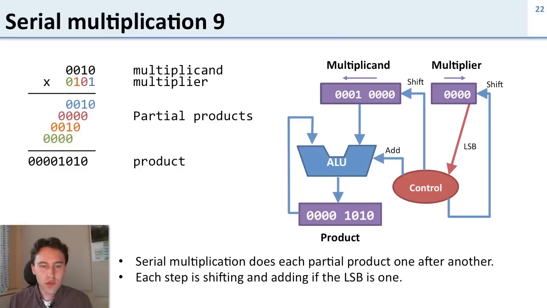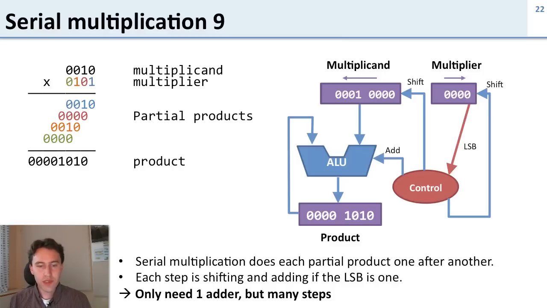So for the serial multiplication, what we're doing is we're doing each partial product one after another and adding them up. And we do the adding only if we're multiplying by a 1. If we're multiplying by a 0 in the multiplier, then we don't need to add anything because 0 times something is 0. So here we have each of our shifting and adding steps done one at a time.